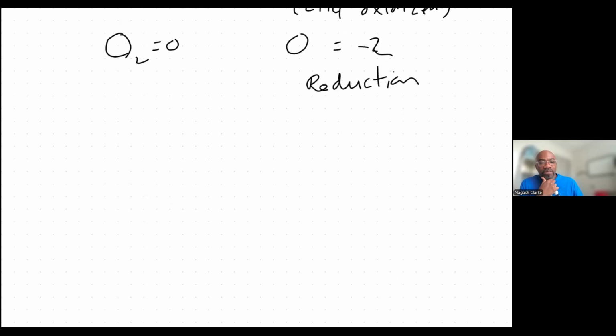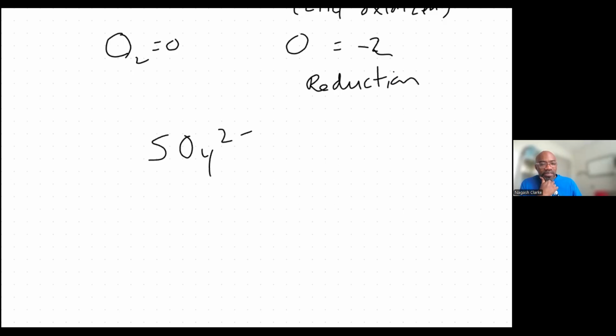Right. So now, what if we have something like sodium sulfate, and we're trying to figure out the oxidation number of each component? So oxygen is -2. We know that sodium, being an ion, is going to be +1. Sulfur, we don't know what that is. Actually, you know what? Let's just look at sulfate, because I want to give an example of what you do with polyatomics.